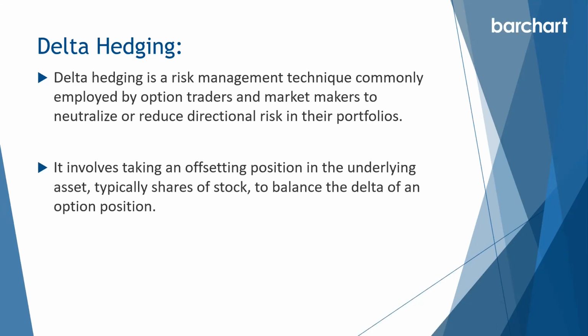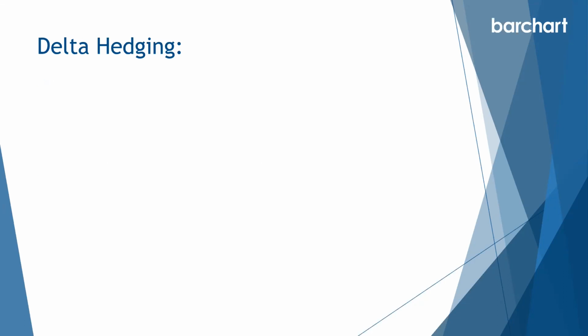So taking that previous table where we had an overall position delta of 29, if we wanted to neutralize that delta, we could sell short 29 shares of Apple stock, and then we'd have an overall 0 delta across our portfolio. Let's look at another example.